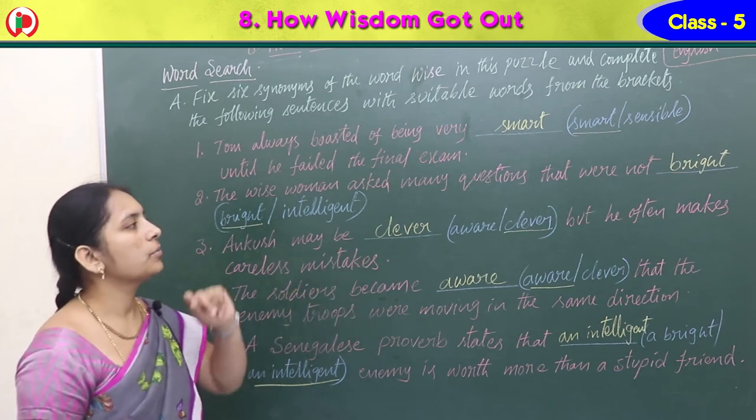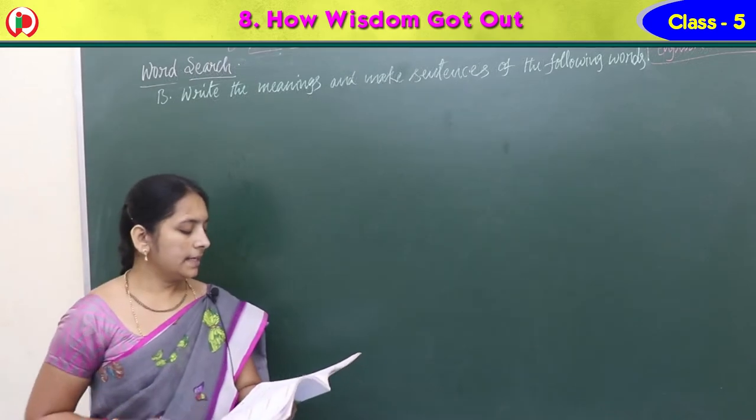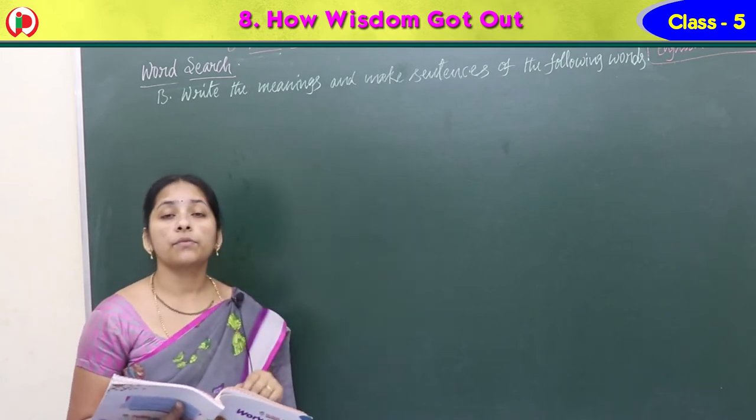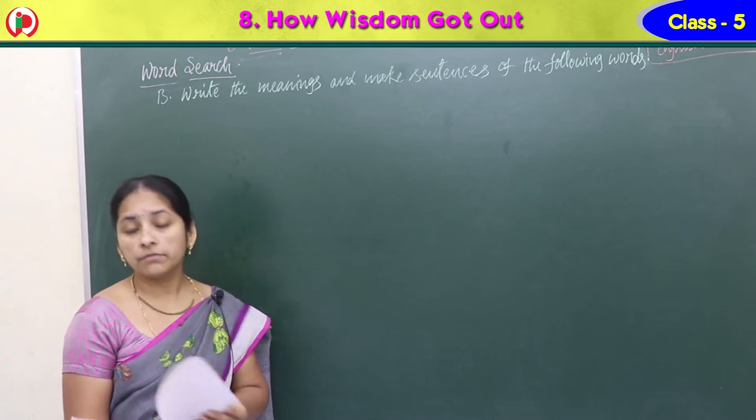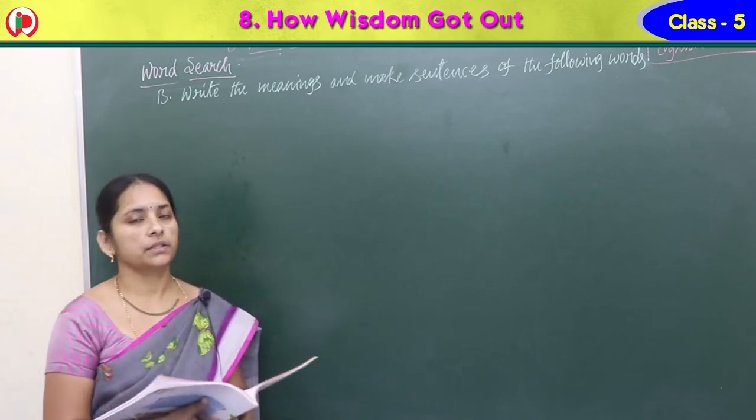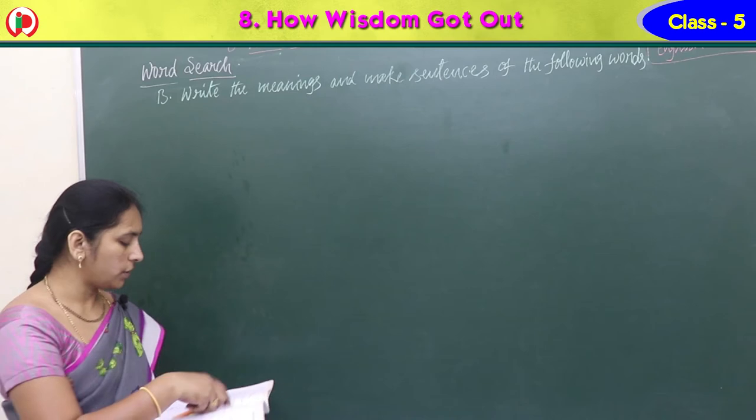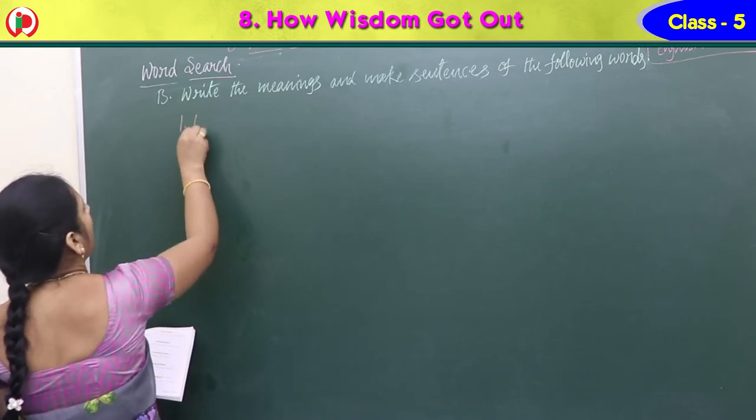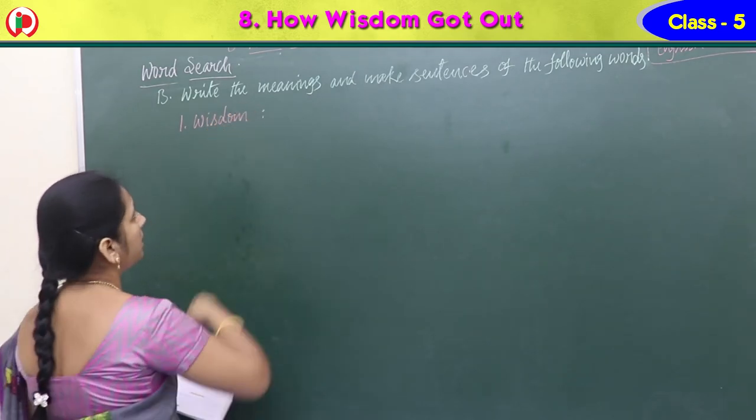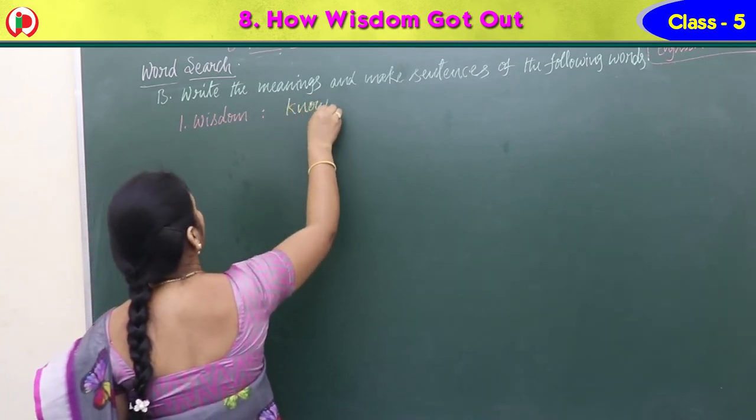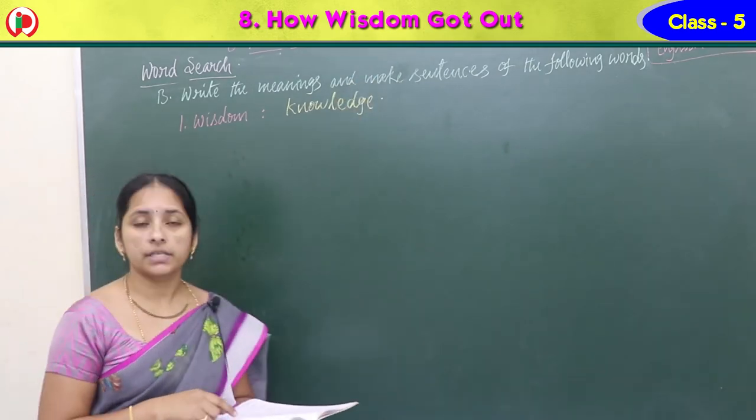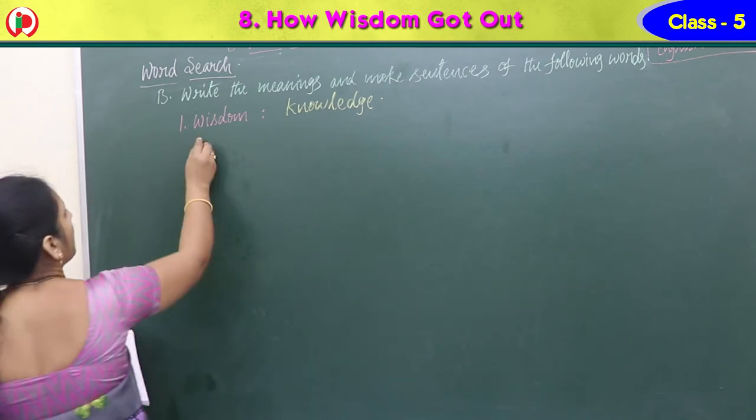Clear? So write the answers in your book, all of you. See, children, the next part, what do we have? Write the meanings and make sentences of the following words. Here we have a total of 10 words. For each word, we should write the meaning and also write a sentence for that word. Okay? One by one, you see. First one, we have wisdom. What is the meaning of wisdom? Knowledge. Wisdom means knowledge. And we should write a sentence using wisdom. So I'm giving one sentence.